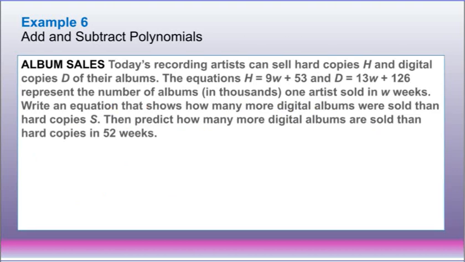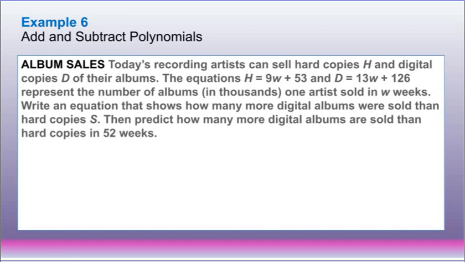Now with word problems. Today's recording artist can sell hard copies H and digital copies D of their album. The equations H equals 9W plus 52 and D equals 35W plus 126 represent the number of albums in thousands one artist sold in W weeks. Write an equation that shows how many more digital albums were sold than hard copies X. Then predict how many more digital albums were sold than hard copies in 52 weeks.